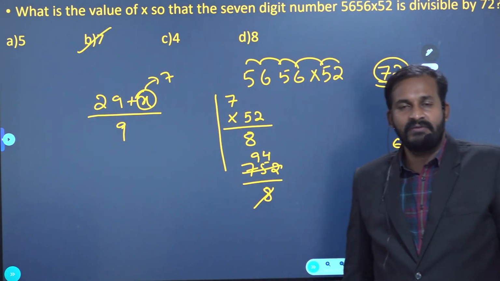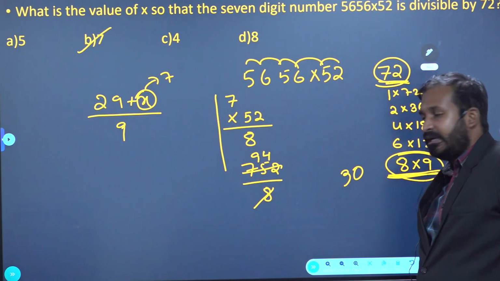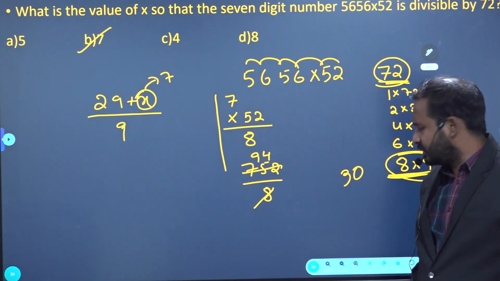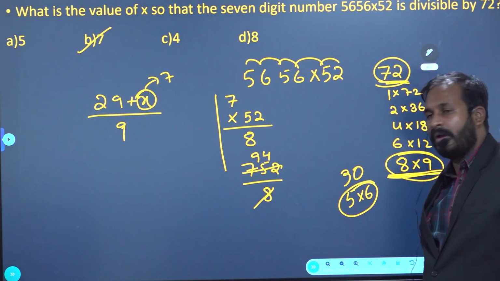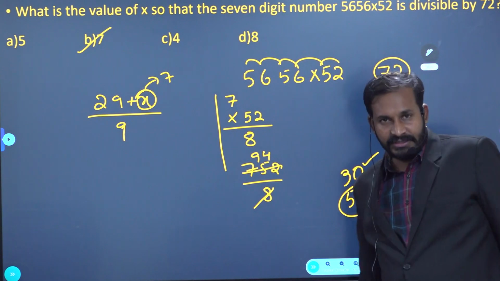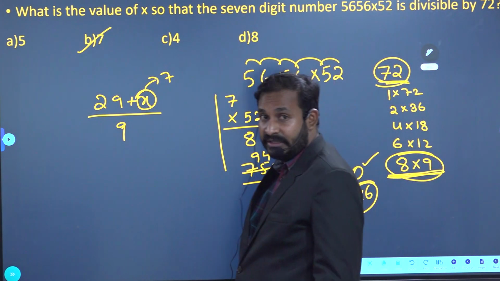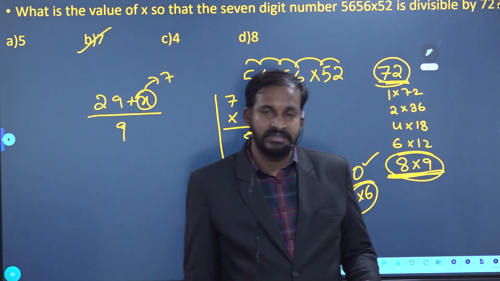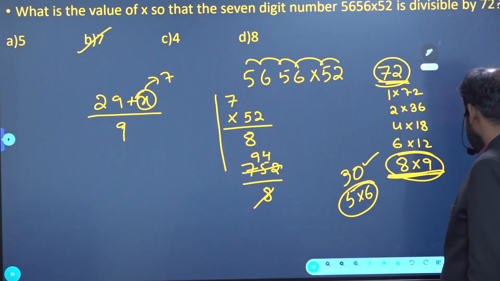If I want to write the divisibility rule of 30, 30 can be written as 2 into 15 and so on. So 5 and 6. If any number is divisible by both 5 and 6, then that number is divisible by 30. Like this, we need to write the divisibility rules ourselves while solving problems according to the situation. Next one.